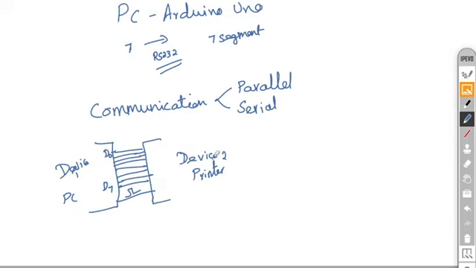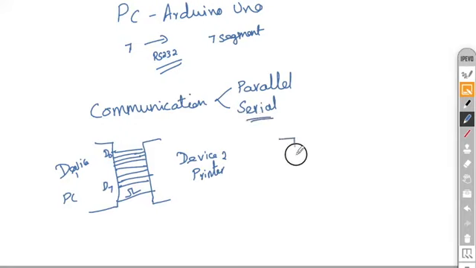Since the printer is going to be at the side of the PC, there is no problem. But if the devices were kept apart for a long distance, more than 100 meters or so, then what is the problem? The problem is we have to install a lot of wires and maintain them, so that results in installation cost and maintenance cost. So what they did is they went to serial communication.